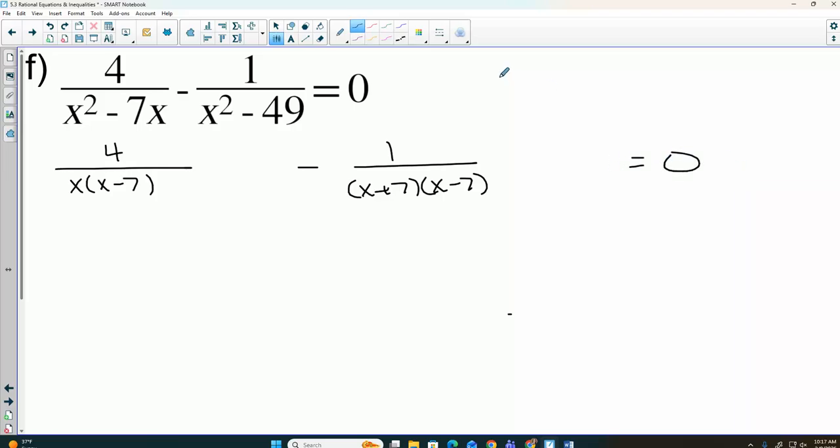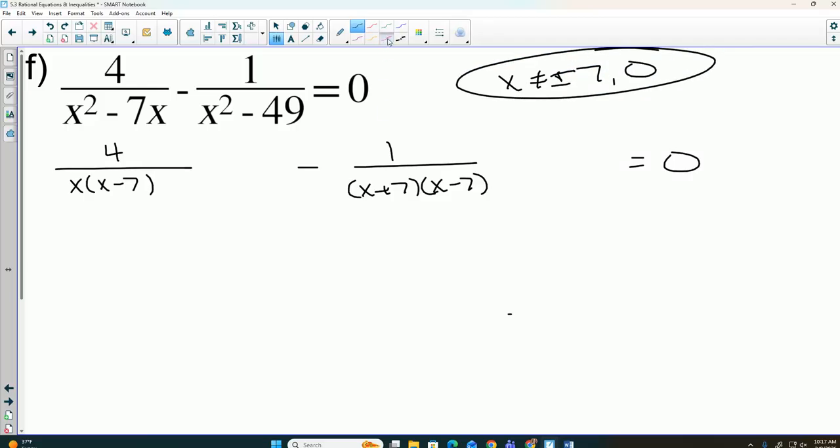Everyone factored. Can you tell me what x can't be? Plus minus 7 and 0. Good. All right, so for the first one, you would have to multiply by x and x minus 7. So those are gone. My x minus 7 is gone. What else do we need?